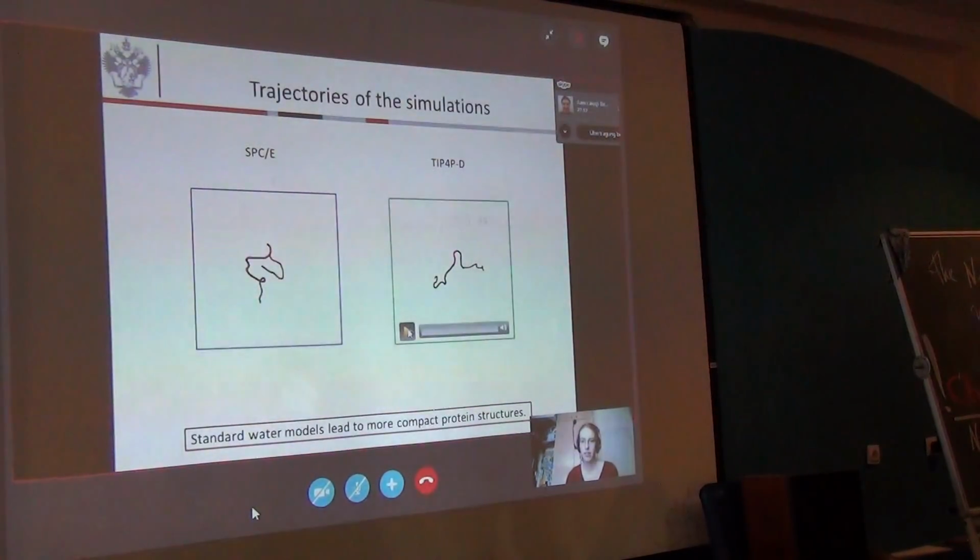We can compare this with the TIP4PD simulation, in which the molecule is more extended, but also sometimes forms small compact structures. But you see, it is in principle most of the time more extended than in the SPCE simulation.